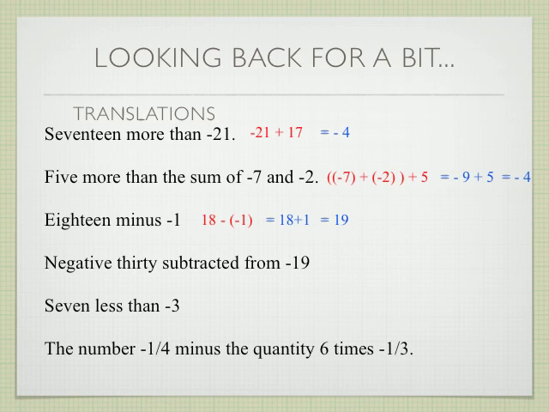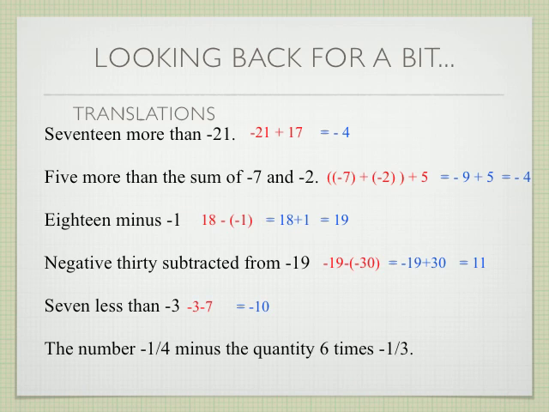Negative 30 subtracted from negative 19. Negative 19 minus a negative 30. Subtracted from is where the order in English is different than the order in math. Simplify that and our negatives cancel, so we get 11. 7 less than negative 3. Now is less than one where the order switches? It is. I have negative 3 minus 7, which is negative 10.